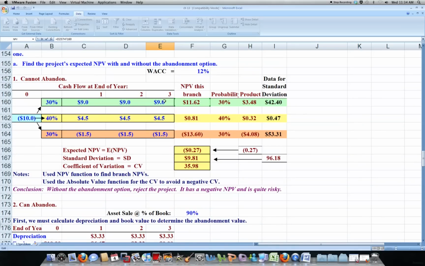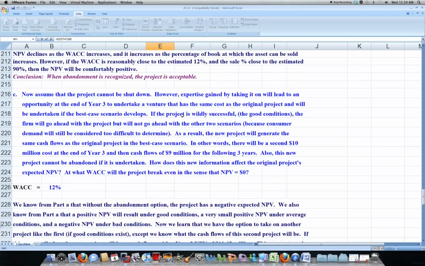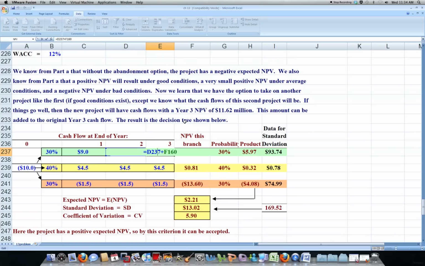branch, because in this third year we're going to actually do this whole project again. So we know that our third year we're going to have 11.62. So we can just add 9 million plus 11.62 to get 20.6 million cash flow in this third year. Now we find the NPV of this branch, multiply it by our probability to get our product, do the same for these, and we find our expected NPV.